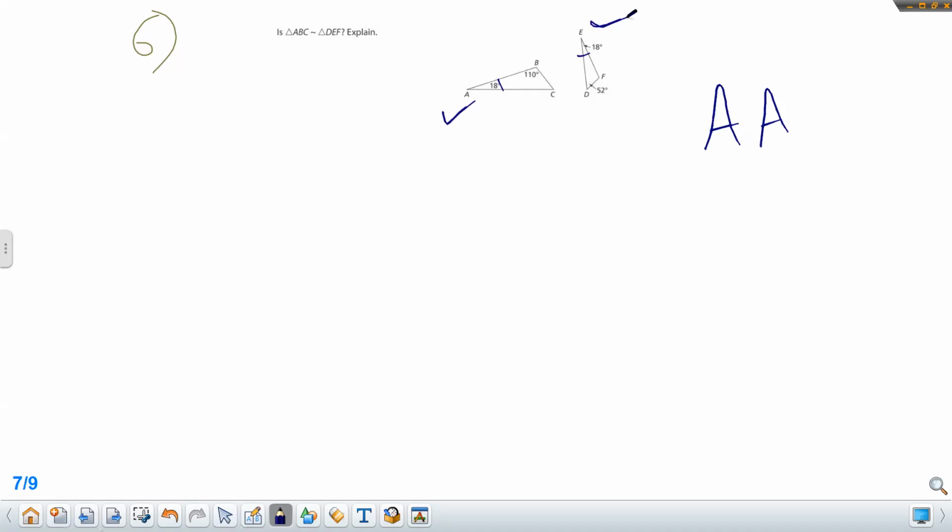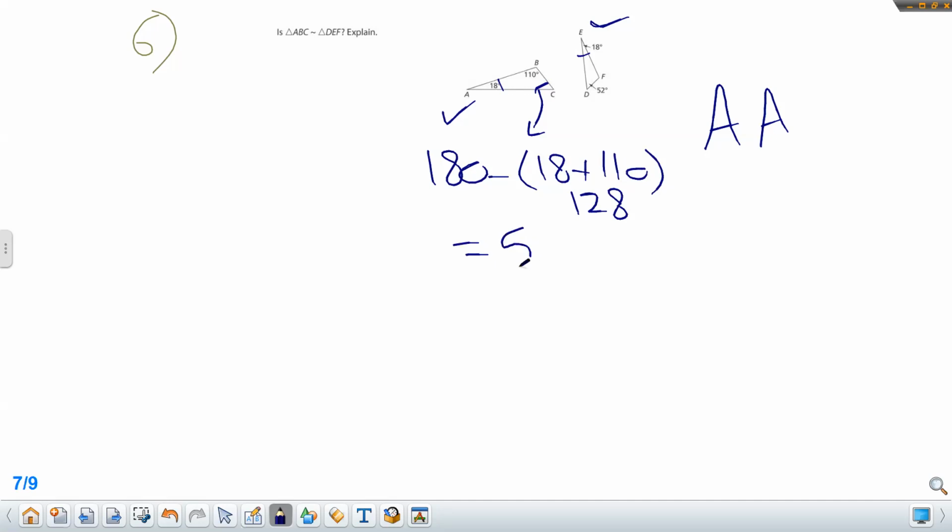Okay, you can find measure angle C. How? 180 minus the sum of 18 and 110. 18 plus 110, it will be 128. Subtract them, it will be 52. Okay, then now we can say angle C is 52, and now we can say we have A and C equal to E and D.